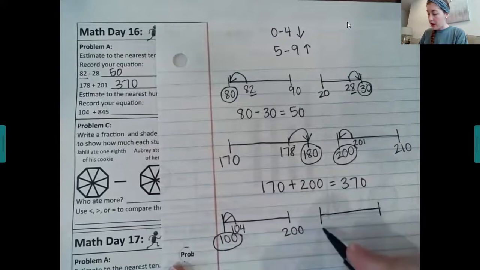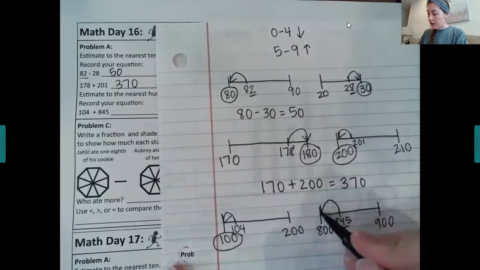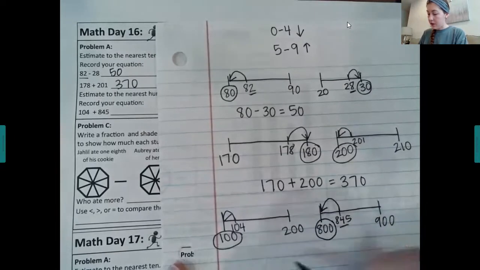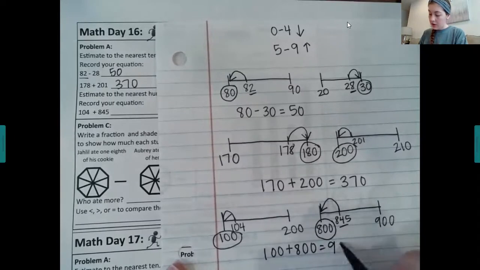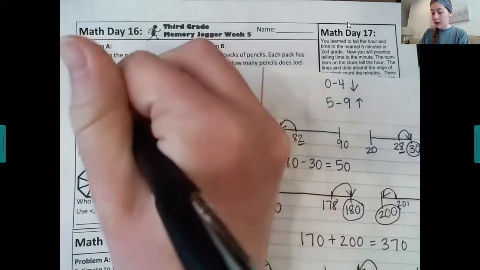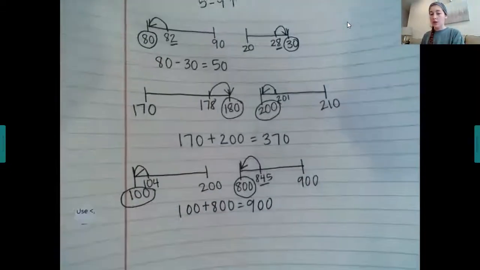And then over here with 845, it already has 800s. The next 100 would be 900. I look next door, and it's a 4 for 845. So a 4 rounds down to 800. So I have 100 plus 800 equals 900. So remember, the important thing with rounding is you have to draw out the number lines.